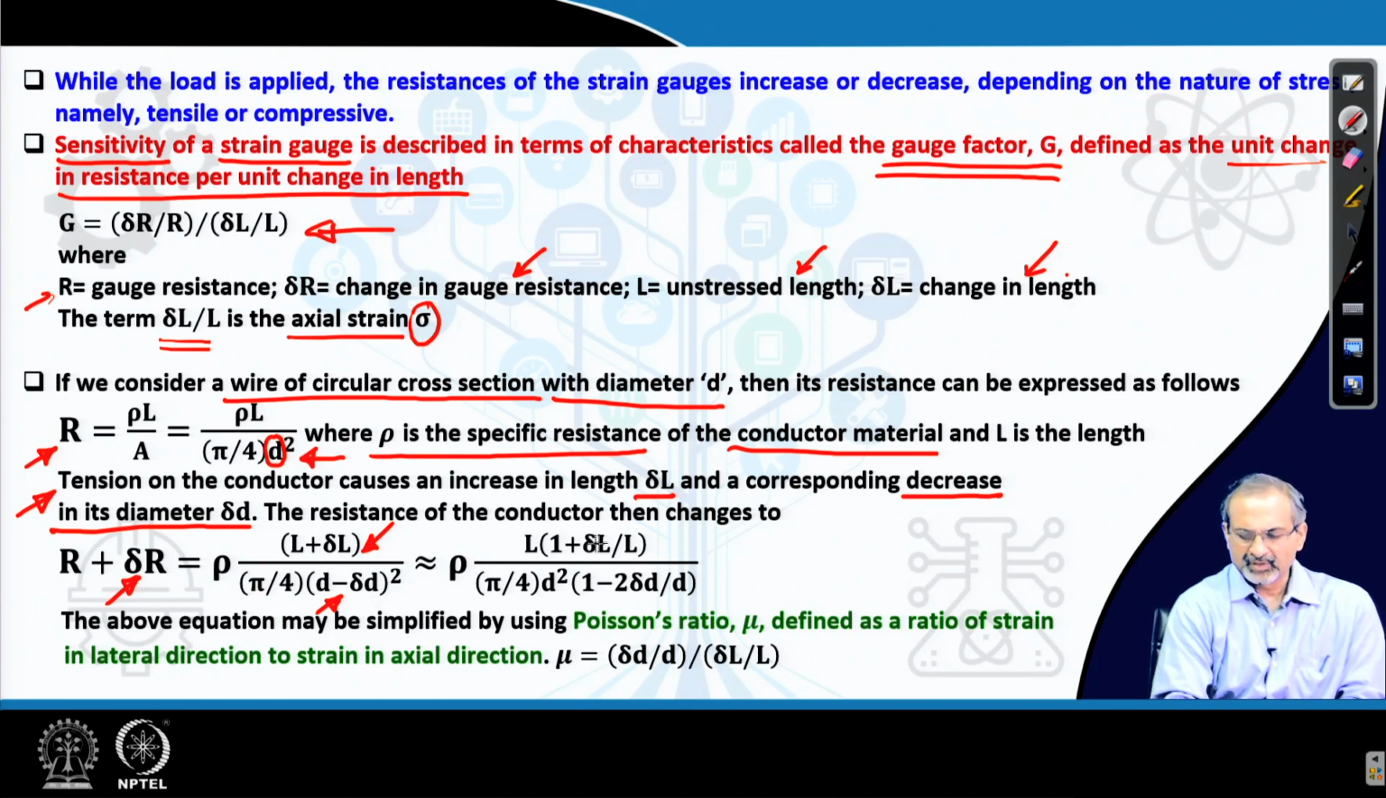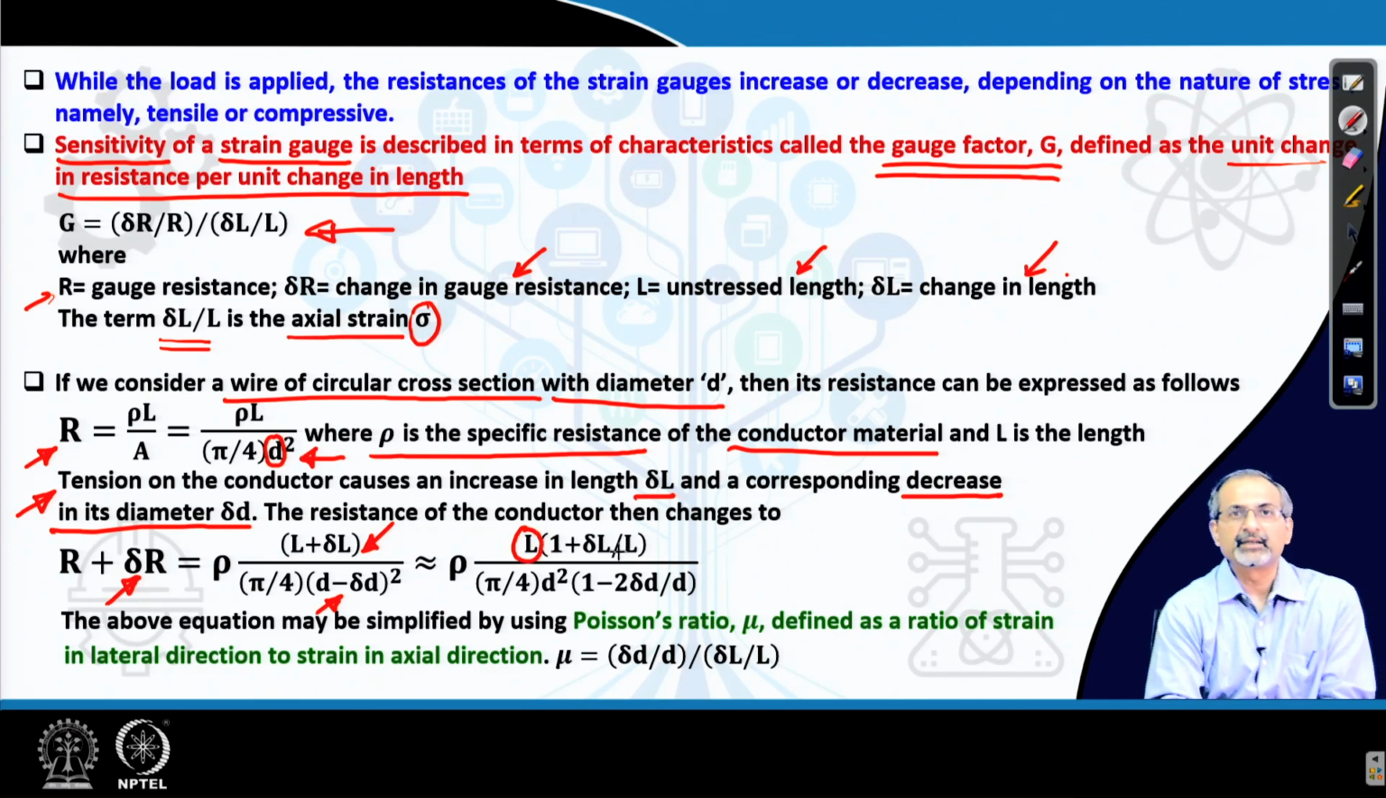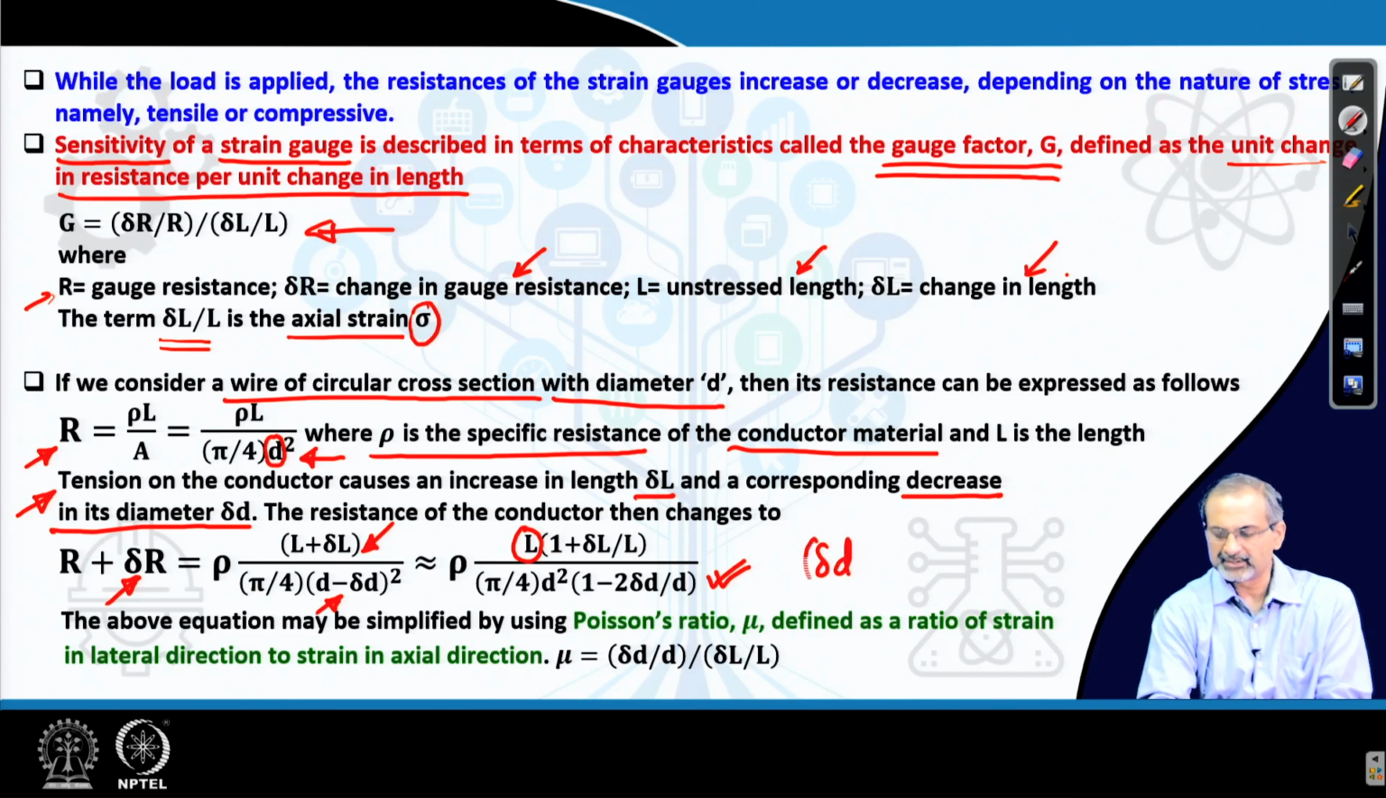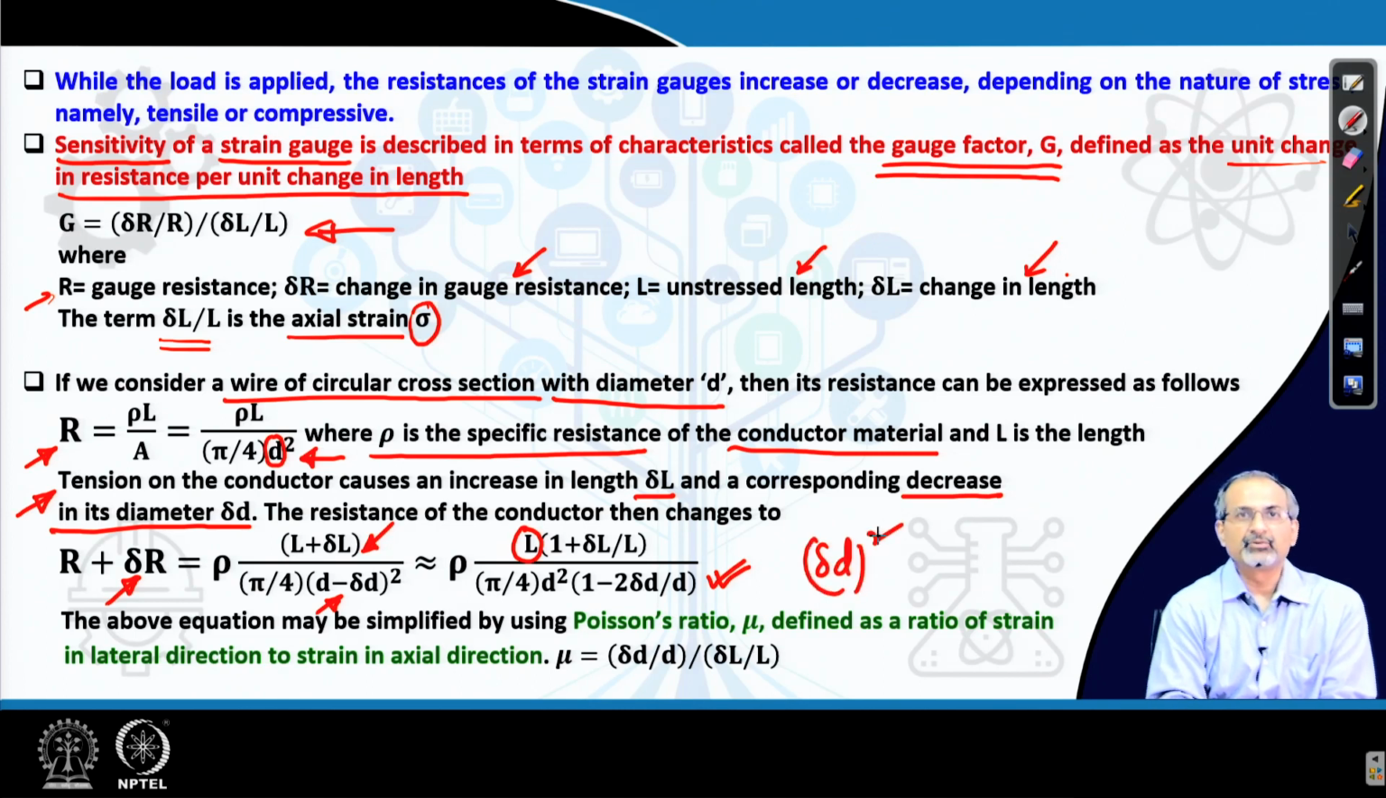and when you take the L out, you get a ratio dl by L here, and when you expand this expression by taking d square out, you can neglect the higher order term, which is basically the square of this, and you get an approximate expression like this.